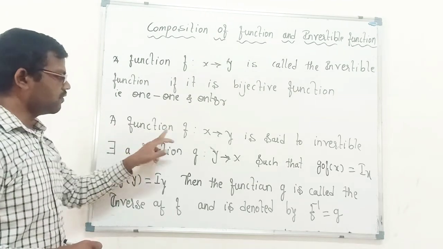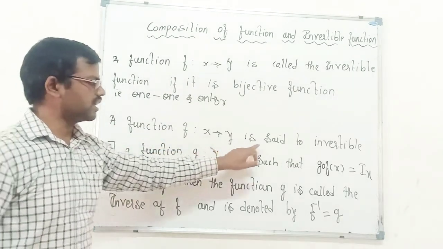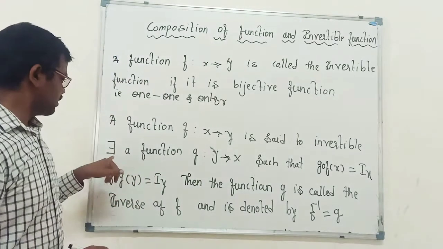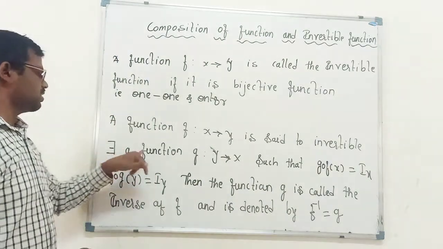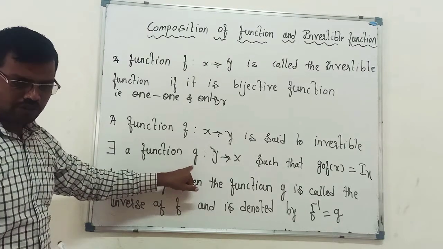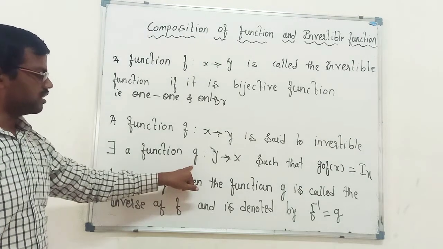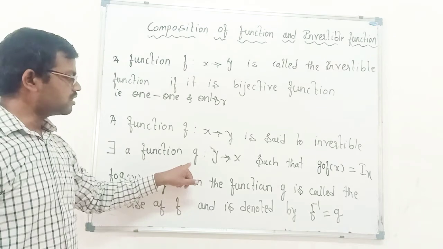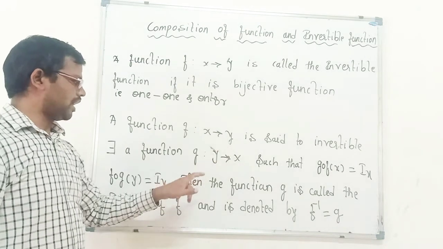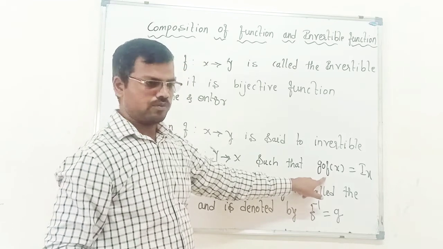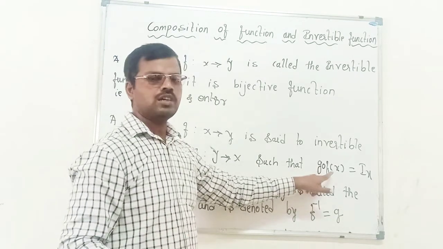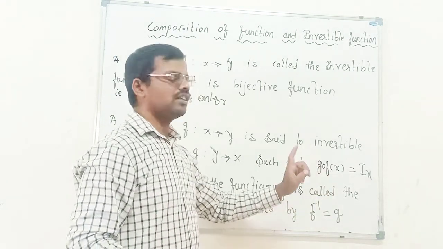A function f from X to Y is said to be invertible if there exists a function g, another function, from Y to X, such that the composition definition we are using to identify the function is invertible.